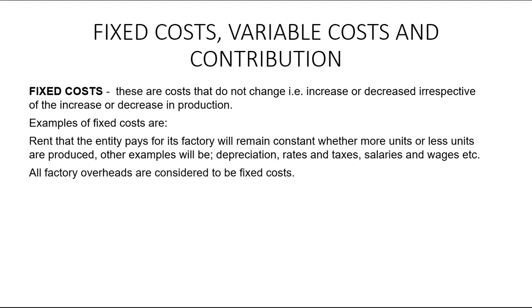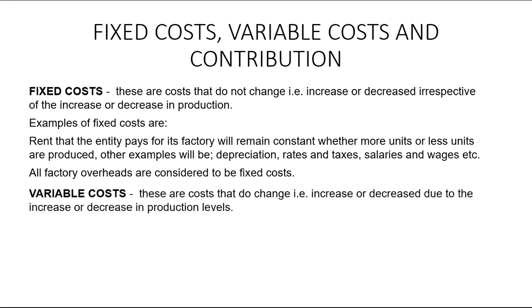So we're talking about rent, rates and taxes, water and electricity, all of those. It doesn't mean that if you're not producing, the factory can't be using electricity. So we still have to pay for that. It's fixed, all right? And then we've got variable costs. Variable costs are costs that do change. So they increase or decrease due to the increase or decrease in production.